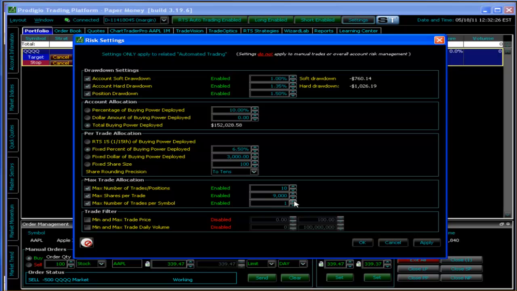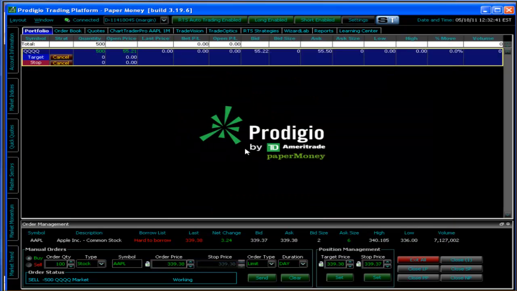And then there's the max number of trades per symbol. Bump this up or disable it if you want the strategy to trade the same stock multiple times in a day. That's actually useful for some of these Forex ones. But see, I would disable this here, and I could hit apply and hit OK, and they're now applied to my robotic trading.